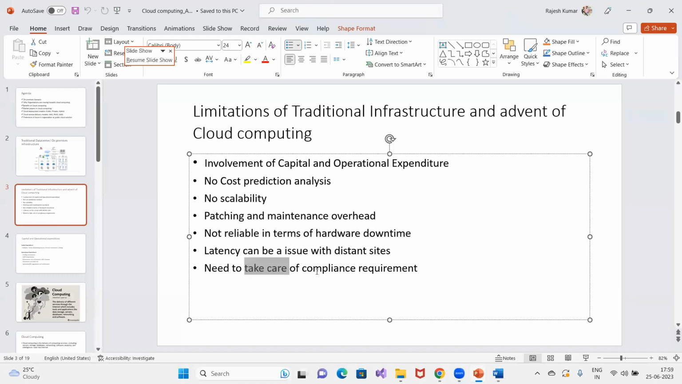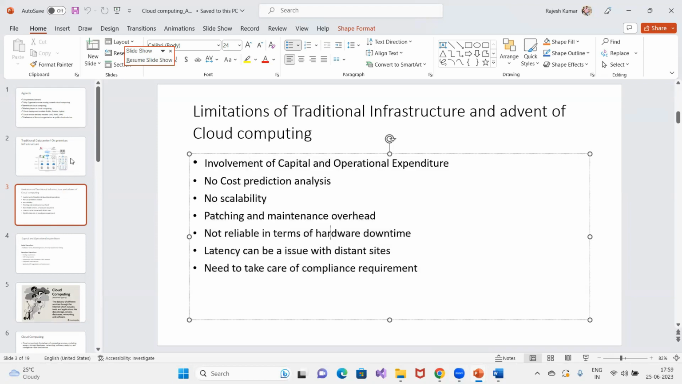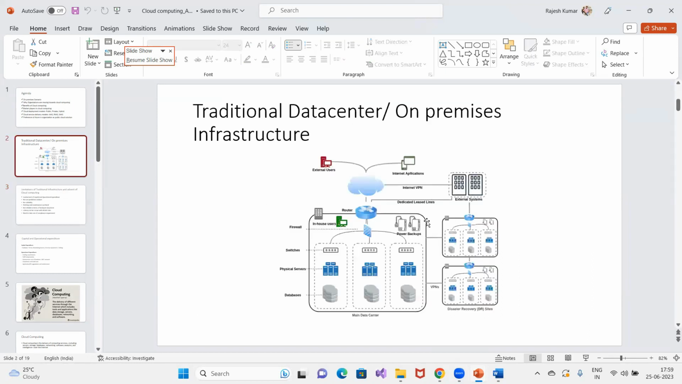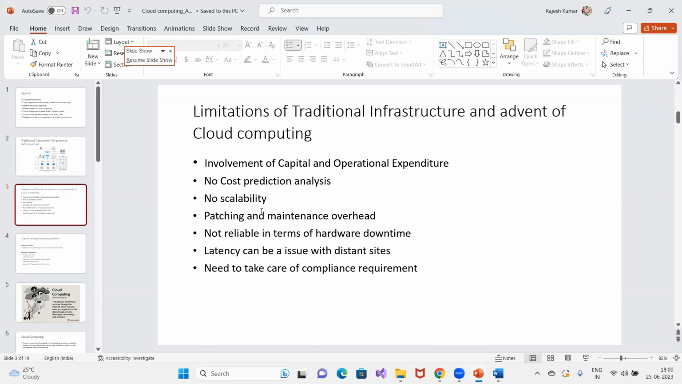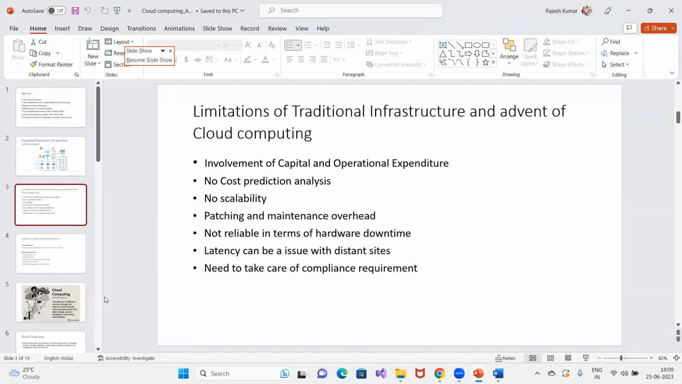Then, as I told you, we need to take care of whatever rules and regulations apply, and that was also one of the costs. So these all are the limitations earlier, when there was no cloud in the market. The business owners and companies used to face a lot of problems with on-premises. That's the reason the cloud got invented. Because of all such limitations, the cloud came into the picture.